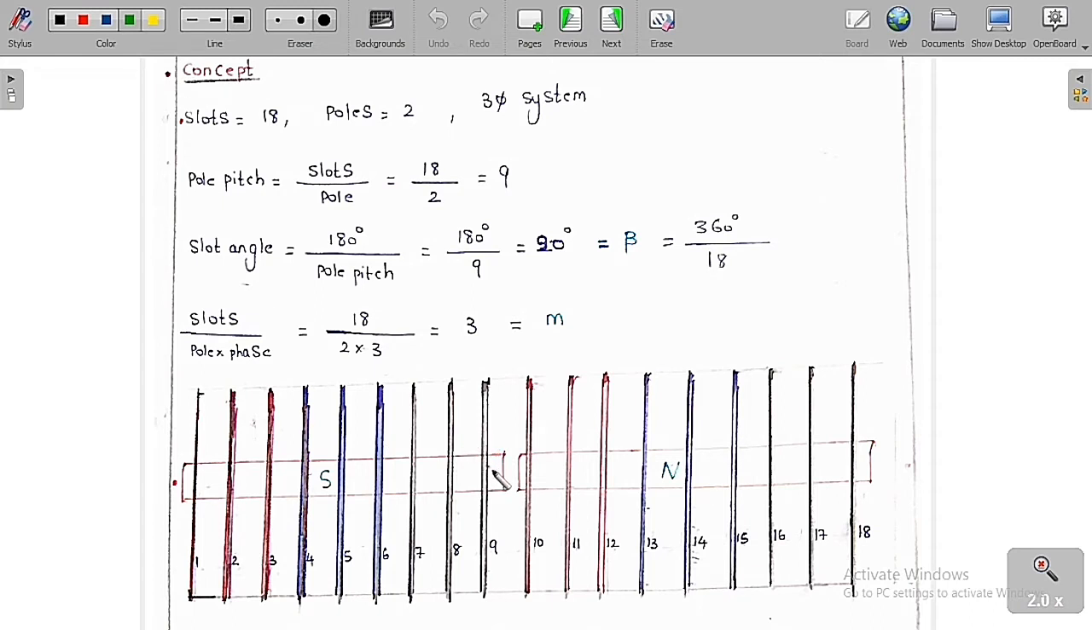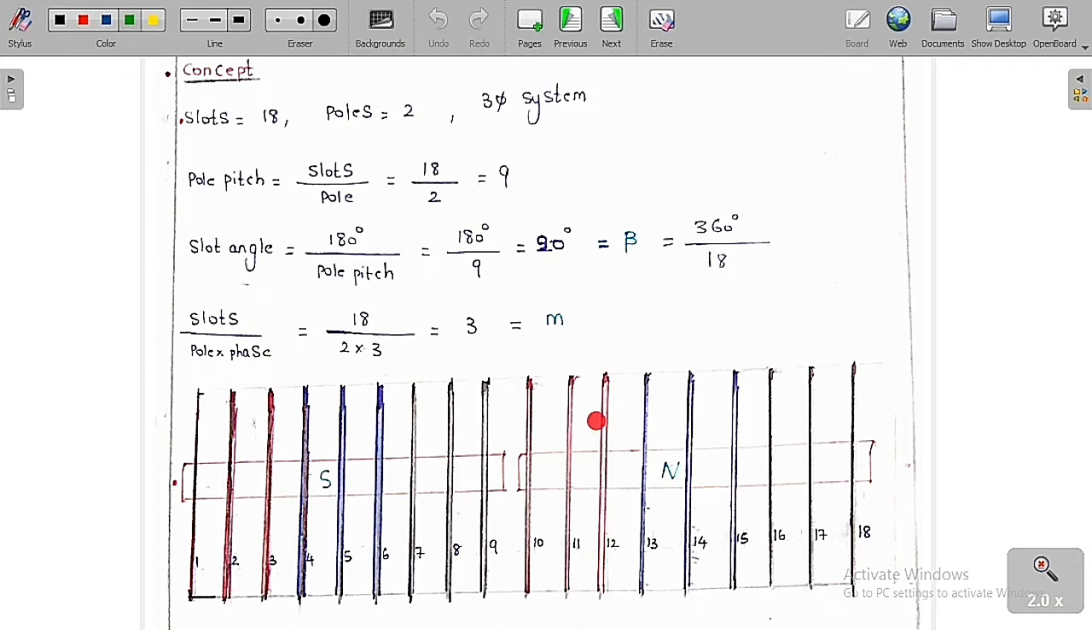So simply we can say that pole pitch is the ratio of the total number of slots by the total number of poles, and M is the ratio of slots per pole per phase, meaning the number of slots assigned per one pole for one phase. The slot angle is represented by the symbol beta, which is 360 degrees by the total number of slots, or simply 180 degrees by pole pitch. So you can use either formula, you are going to get the same result.